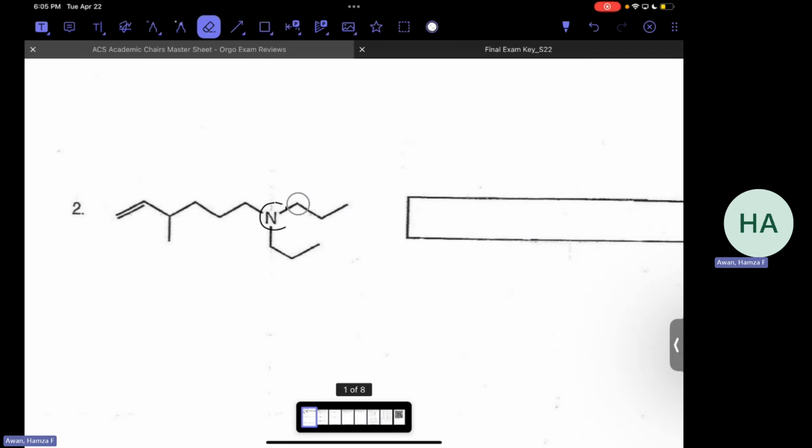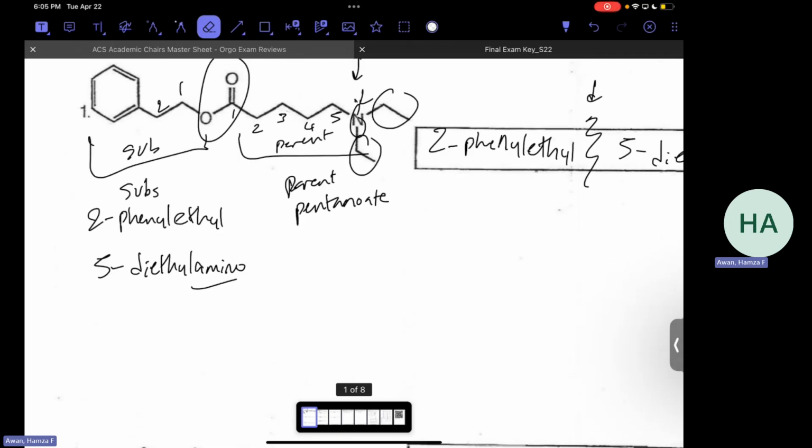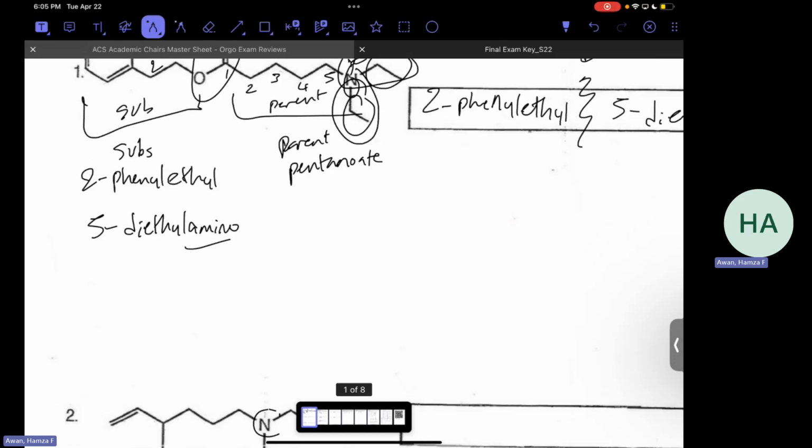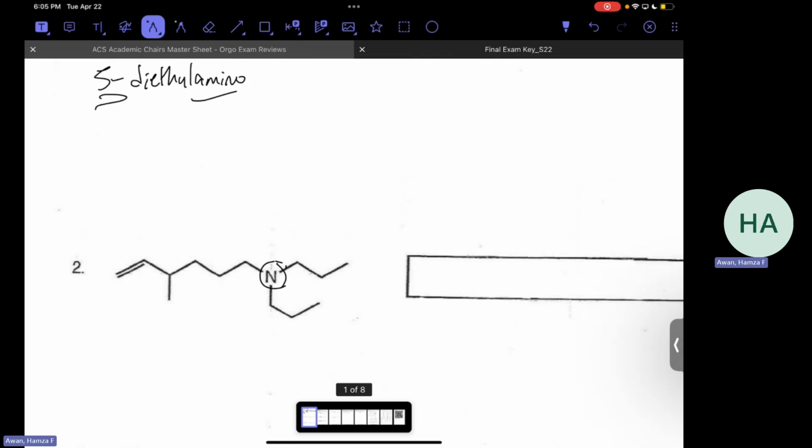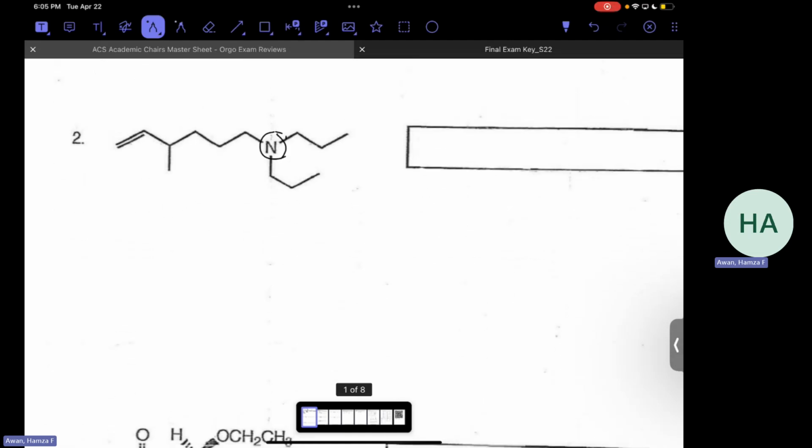The other one, because the nitrogen wasn't part of the parent chain, we called it a diethylamino. This diethylamino is essentially just saying we have 5-diethylamino, right? We're including the nitrogen in that substituent. But for this one, because nitrogen is part of the parent chain, we're going to denote that whenever we're putting the substituent number as N instead of 5.